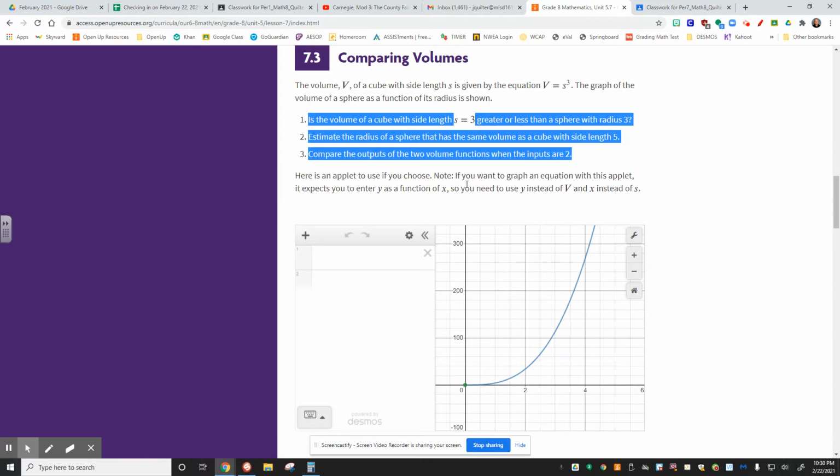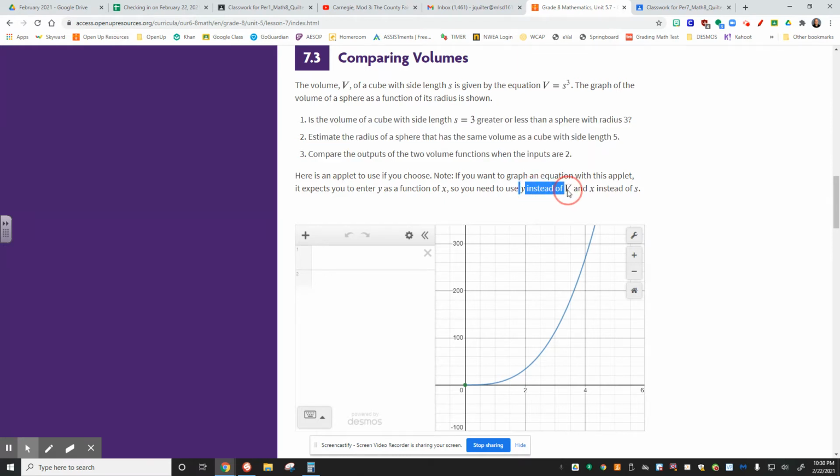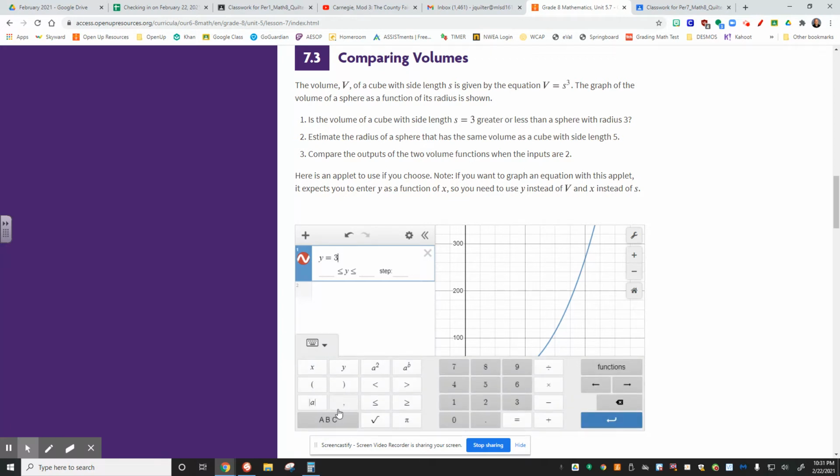But here's the deal. If you're going to use the applet, you have to understand that we're going to use Y instead of V and X instead of S. So with the first question, it says the volume of a cube with side lengths S equals 3. So instead of V, we'll put Y is equal to X cubed. But now I have to figure out how to hit the third power. In the Desmos calculator, when you click right here, the keypad brings up several tools for us. When we want to put in a power, such as the third power, we'll push this A to the B power. That gives us a superscript, raising it up to the exponent part, put in 3, and then we hit enter. And then drop our keyboard down.